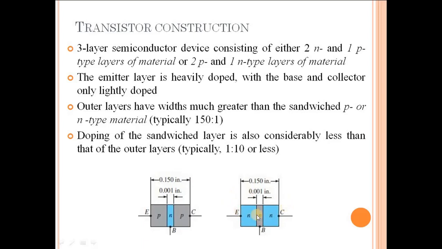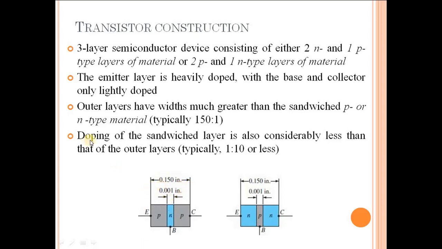The same goes with the NPN BJT. The base layer is the thinnest. So irrespective of whether it is a PNP or NPN BJT, the base layer is the thinnest layer of the BJT, and the typical ratio is 150:1. If 150 is the total width of the three layers, then the base layer is only one part of the 150.